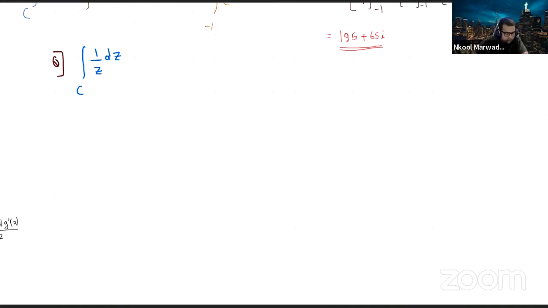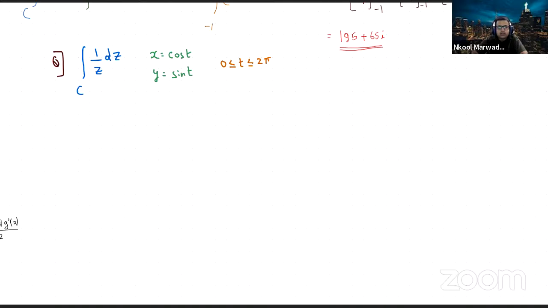So x given is cos t, and y given is sin t, and t is from 0 to 2 pi. Now we can try this.